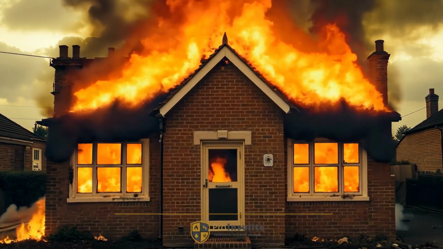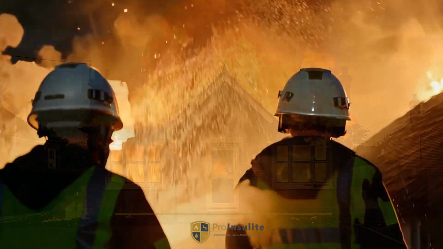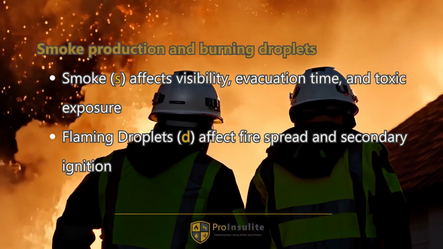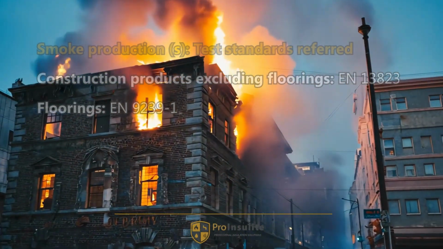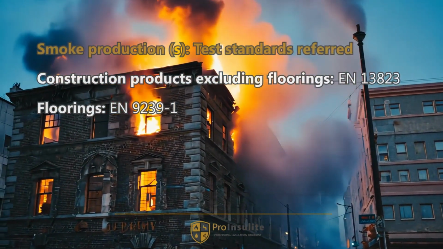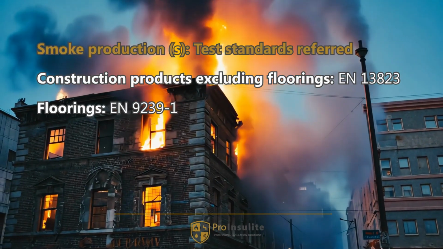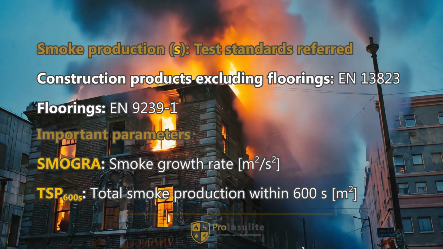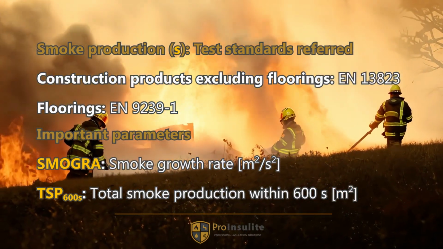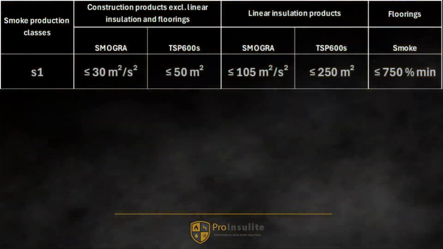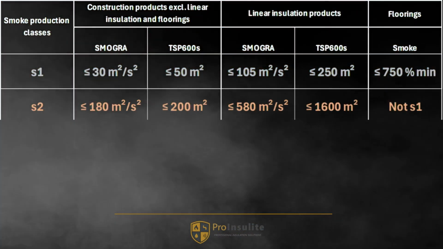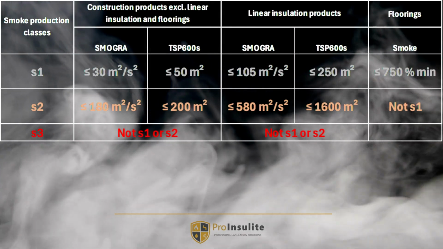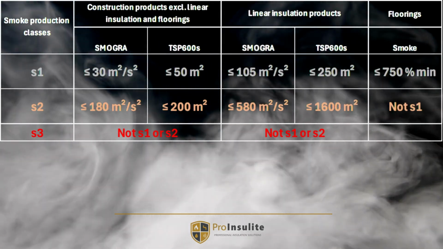EN 13501 Part 1 also classifies smoke production, the S classes, and flaming droplets or particles, the D classes. Smoke classes describe the rate and quantity of smoke generated during fire exposure. These are determined from the relevant parameter results obtained from EN 13823, commonly known as the single burning item test. S1 indicates strict smoke limits. S2 indicates moderate smoke limits. S3 indicates that no defined smoke limit has been satisfied.